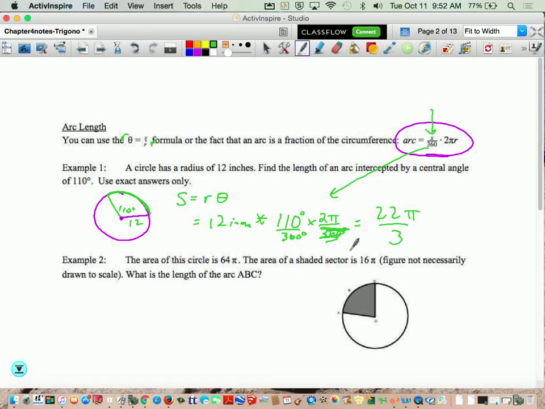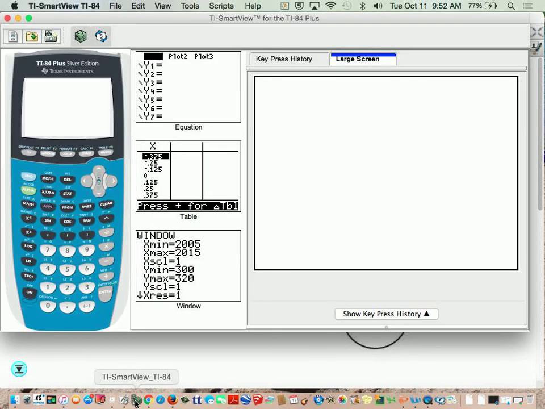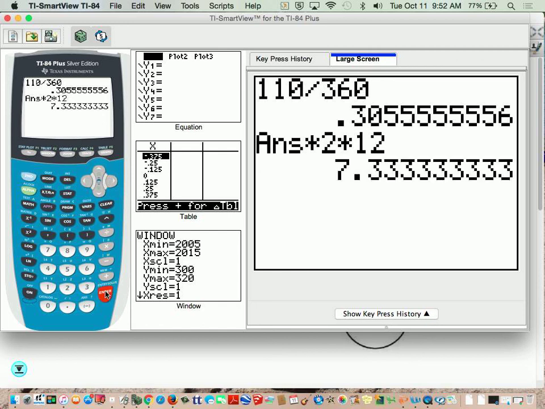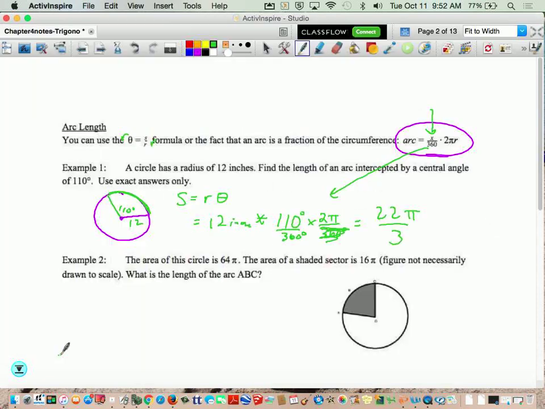So basically, you can go to your calculator, you can take your 110 divided by 360 times 2 times 12. Now notice I didn't put pi in there, because if I put pi in there, it's going to give me a decimal approximation. And so I get that, and I can hit math, enter, brings me back to 22 thirds, and so I write 22 thirds down and the pi.